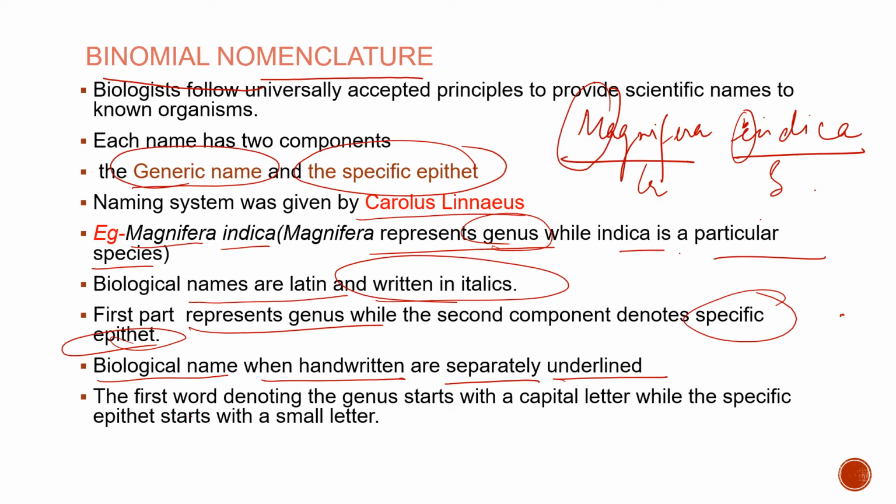It should be written in italics when you are typing, and when you are writing by hand, it should be written separately and underlined. So is it clear to all? Please make it clear. If you are not getting it, please write in my comment box. I'll come up again with this topic.